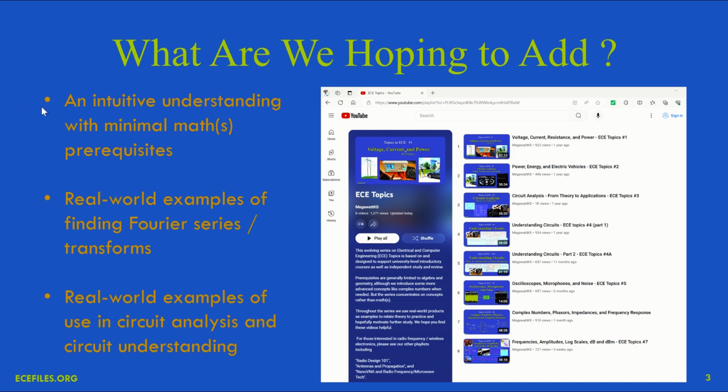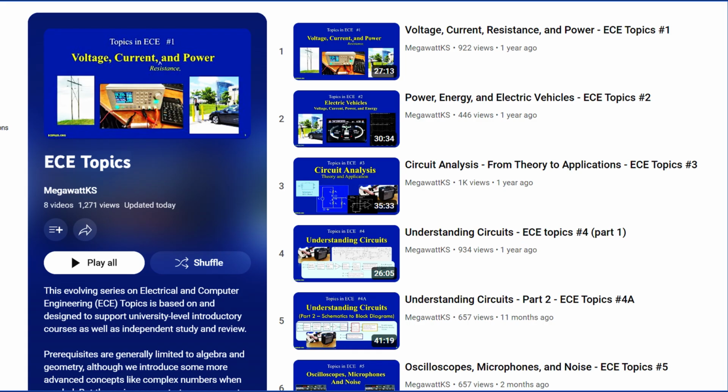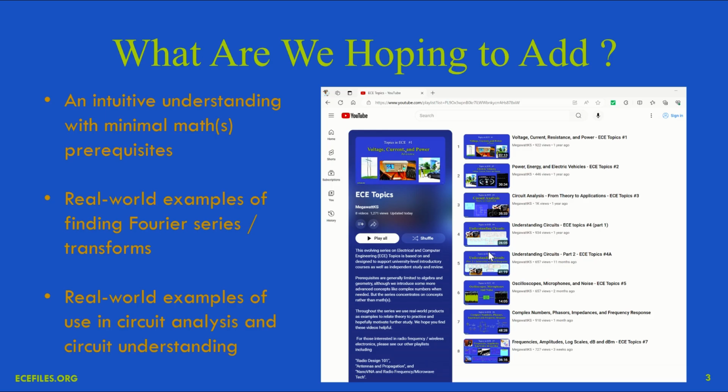These are the guiding principles for this video. I wanted to provide an intuitive understanding with minimal mathematics prerequisites required. So if you've seen some of our other videos and you've gotten through them, you should have no trouble in this video. Even if you haven't seen them, they're not a prereq for this video. However, a little bit of algebra is, and you'll see some of that as we go.